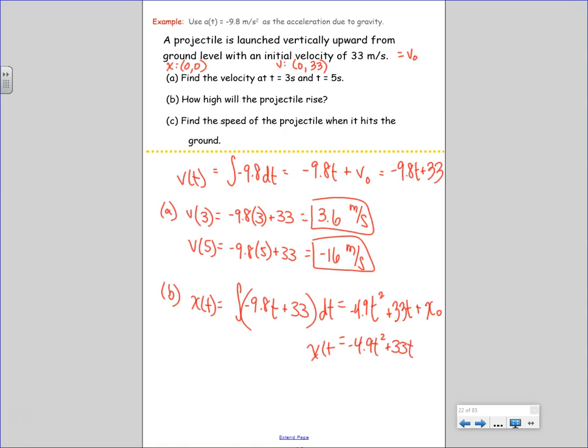Do we finish it? How high will it rise? What am I going to do for how high will it rise? You find where the velocity is 0, like the top of the Washington Monument. That'll give you a t, find t, and plug into x.